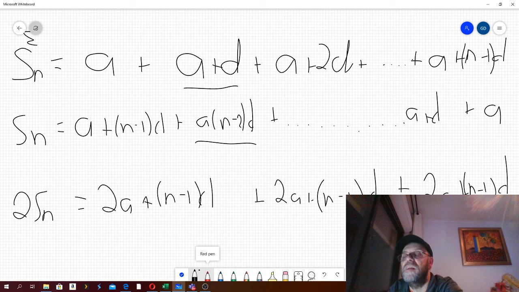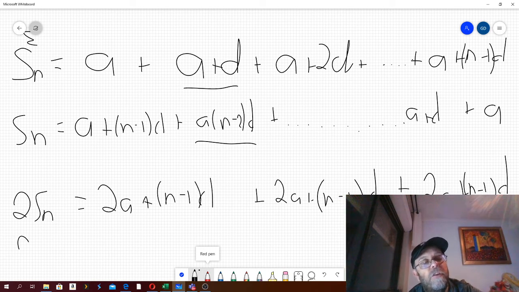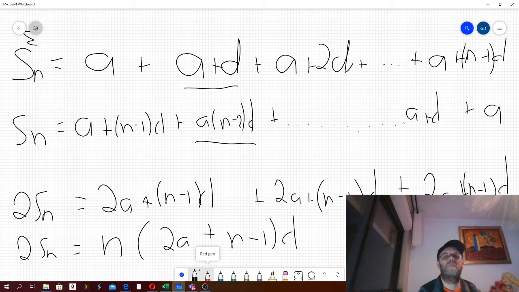So the sums of these additions in every order, no matter how many of them there are, is always the same. And how many terms are there in the sequence? Well, there's n terms. We don't know how many we get. So what we get is that 2Sn must be equal to n times 2a plus n minus 1d. Right, let's move this up a little bit so you can just see.